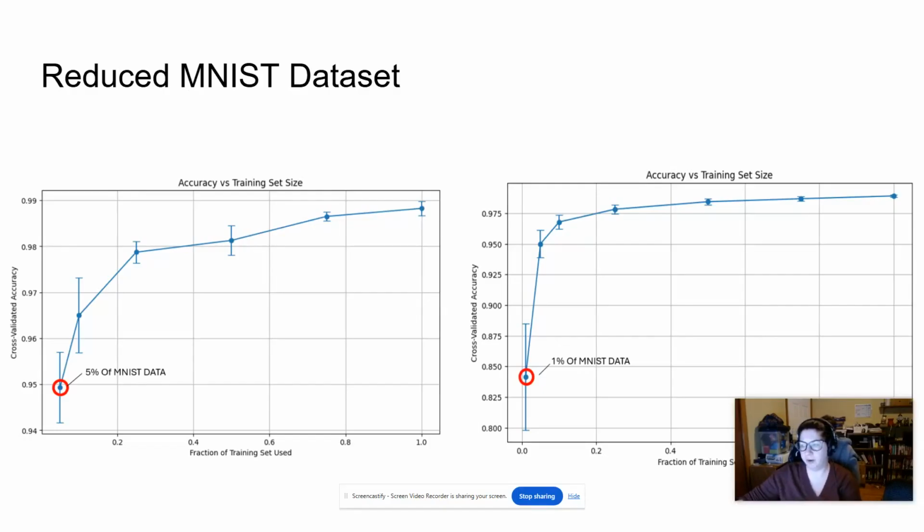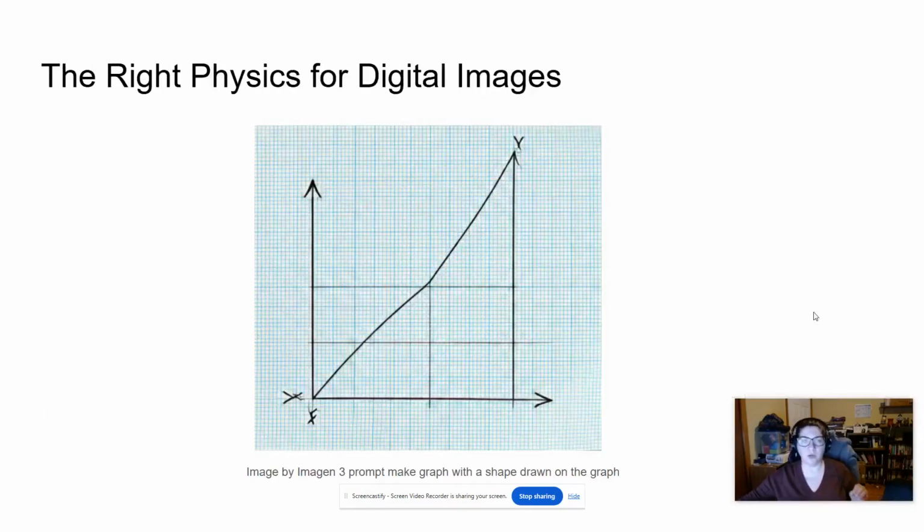Cut it down to 5% and 1%, which makes it 3,600 images respectively. So once I reduced the data set, I needed to figure out the right physics for a digital image. A lot easier said than done, because you have to understand the physics behind a digital image. This physics is static, it's not dynamic. They're 2-dimensional, they're matricized. So I was trying to figure out what physics can be applied to this digital space.